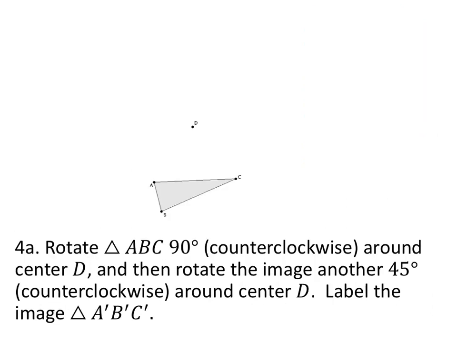We're going to rotate triangle ABC 90 degrees counterclockwise around center D. And then rotate the image another 45 degrees counterclockwise around center D. And we're going to label that image triangle A prime, B prime, C prime. Take a couple minutes to do that with your partner.